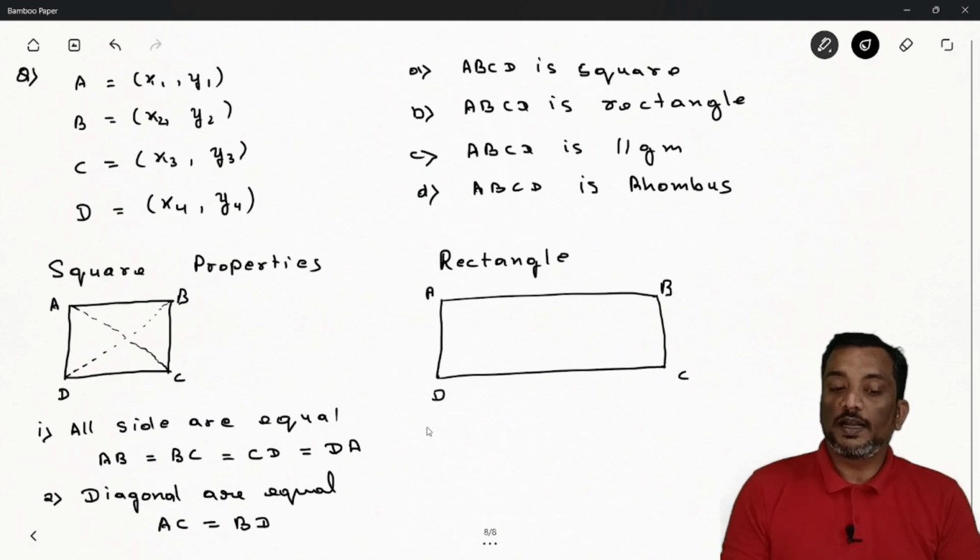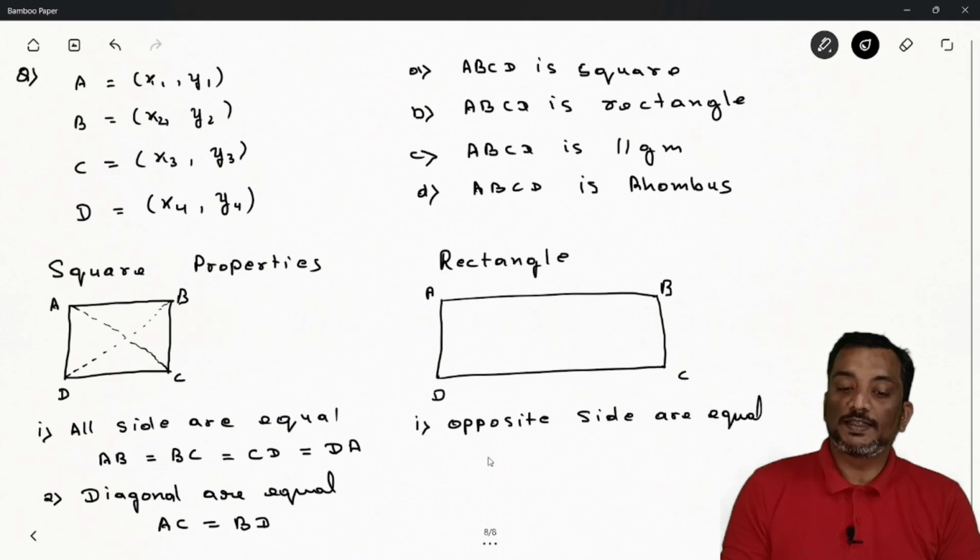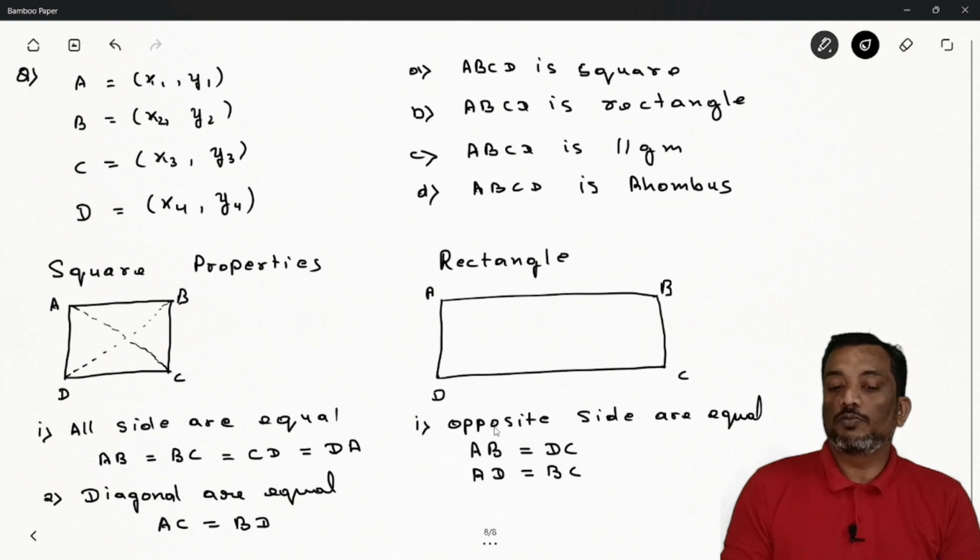Okay, so rectangle, simple, we can say opposite sides are equal. So here we can say AB is equal to DC first, and then you can say AD is equal to BC. So you can prove the distance formula between AB and DC are equal, and second one, AD distance formula is equal to BC.